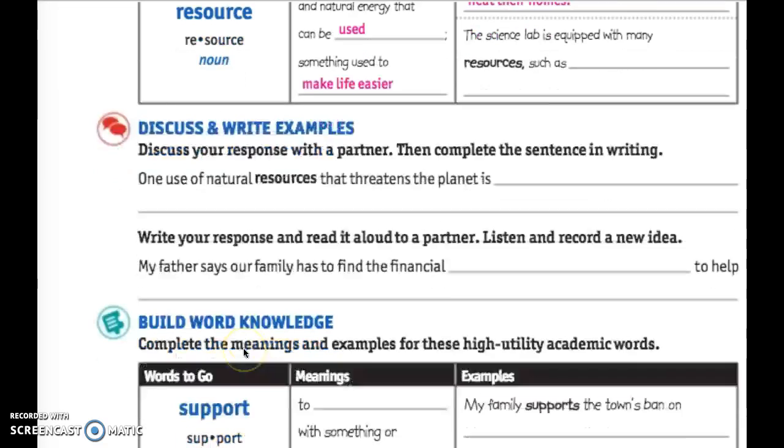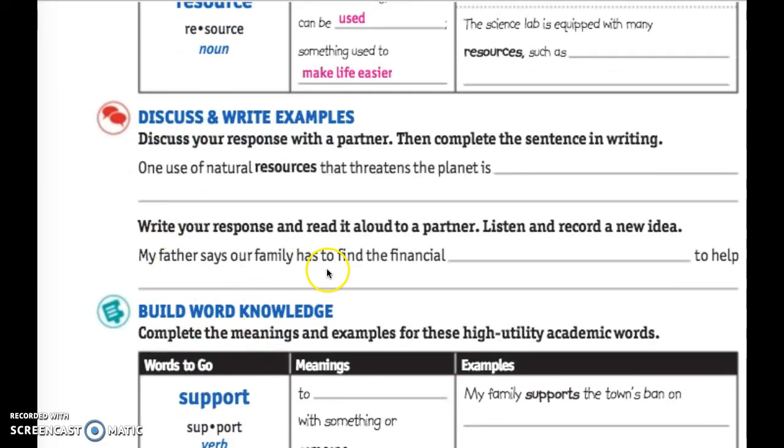Now let's go to this next sentence. It says, my father says our family has to find the financial blank to help blank. So the word that we're going to use is the plural noun, resources. Right? So go ahead and write that down. My father says our family has to find the financial resources, which is more than one resource, to help blank. So for this one, you're going to come up with a present tense verb, something along the lines of to help pay for me to attend college, or to help buy that new TV that we want.